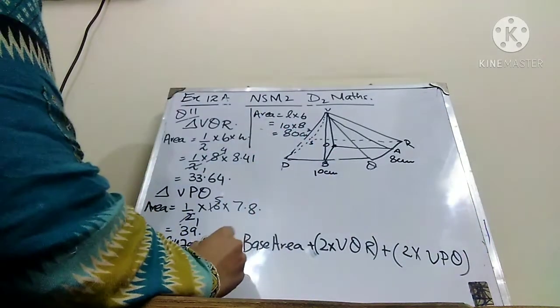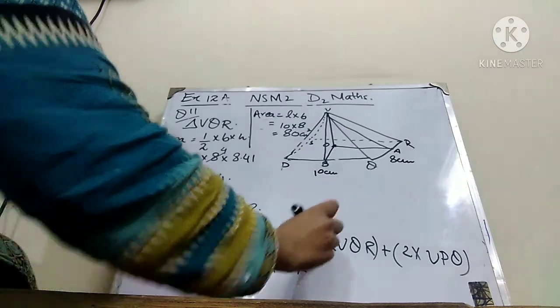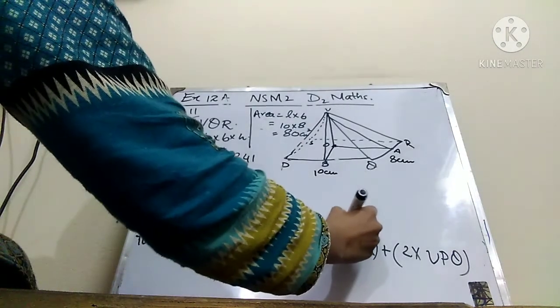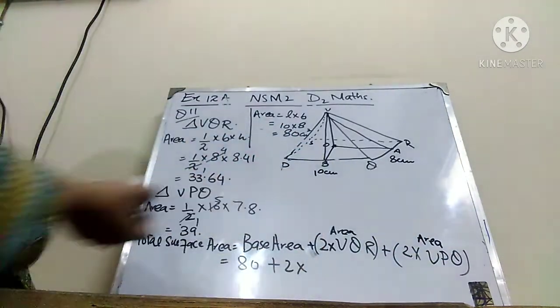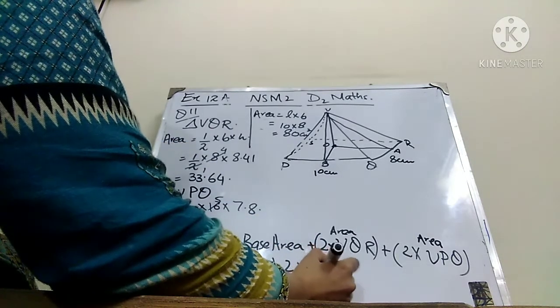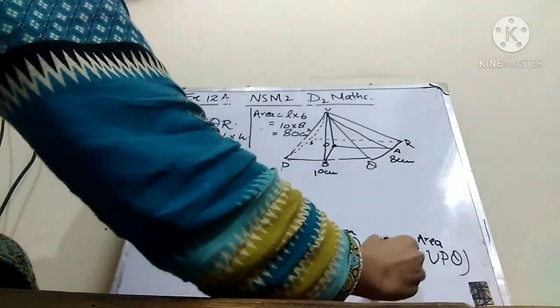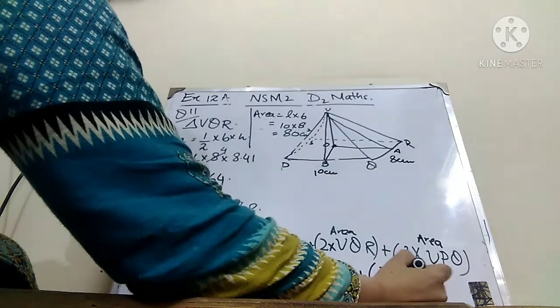So I will write down the values: 80, and now 2 multiplied by the area. Students, remember that you have to multiply the area of this triangle. I have found the area of VQR, which is 33.64. So we multiply 2 with 33.64. In the same way, plus 2 multiplied by the area of VPQ, which is 39. So we multiply 2 with 39.